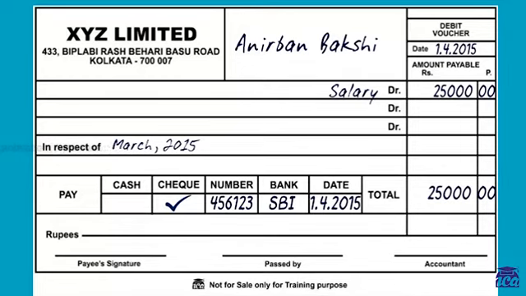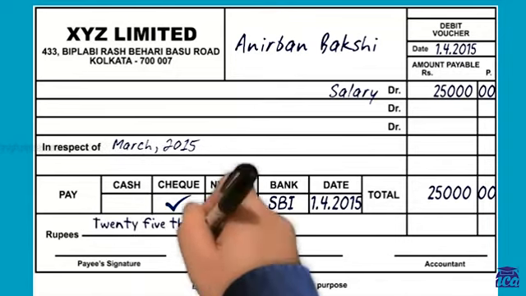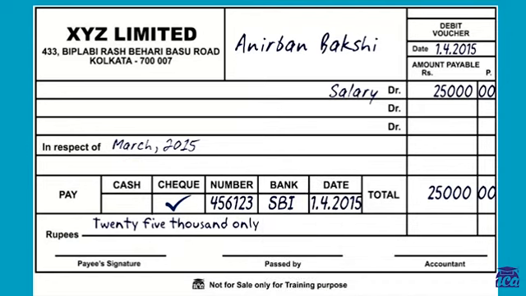Now, like I said, if it's a cash payment, we just tick cash, and the rest of the boxes would all be blank because it's just a cash payment. But we have selected a cheque payment here, so we will leave the cash box blank and we will fill in the details in the rest of the boxes. And then whenever we give in the numerical amount, we always have to write it in words. So here where it's written rupees, we write the amount in words. We say 25,000 only.